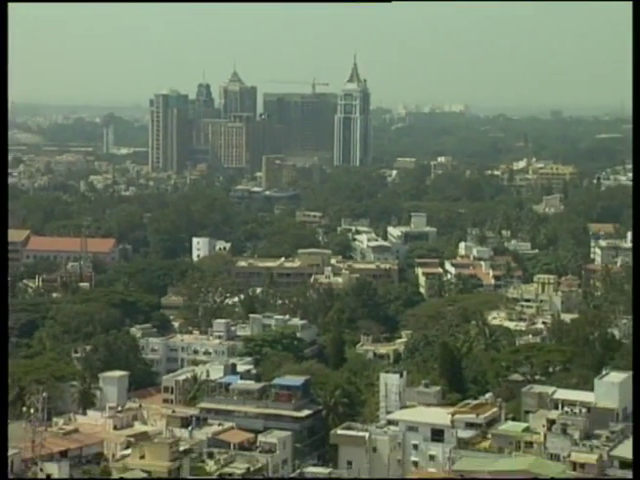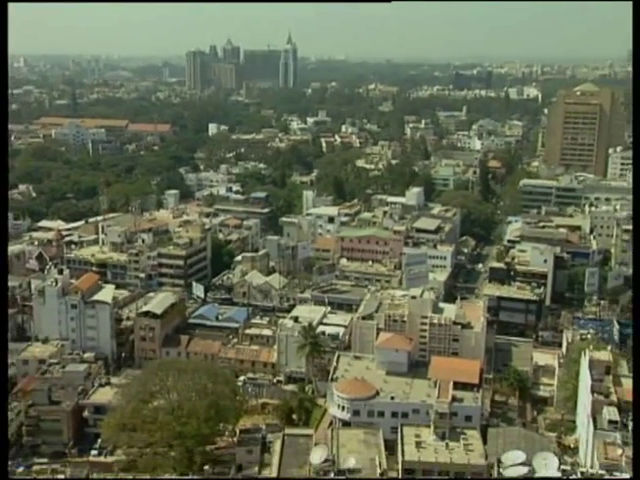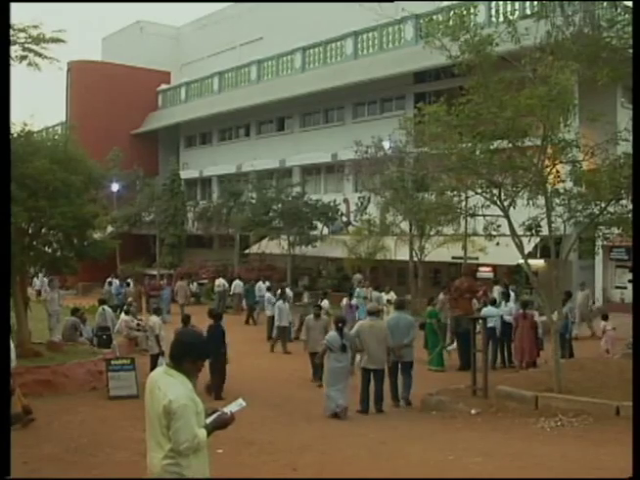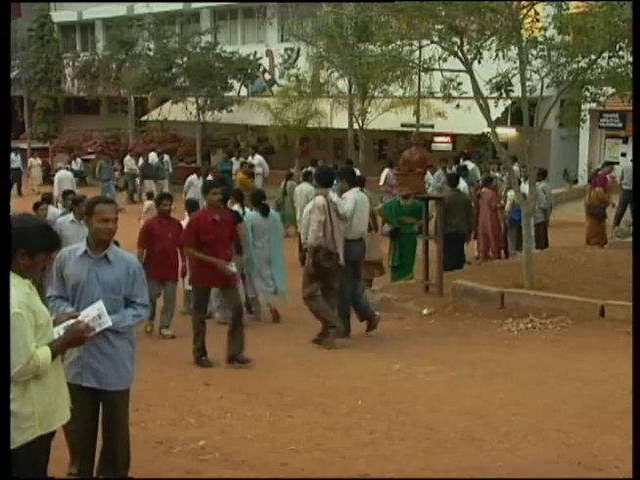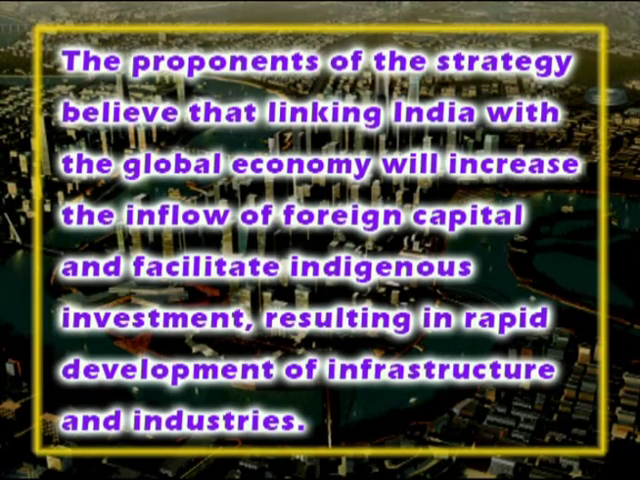These projections suggested that the demographic growth in India's large cities will be high, partly due to national population growth and partly due to immigration. The logistic model used by the United Nations, the World Bank and other international agencies for the projection of urban population worldwide suggested that India is poised for rapid urbanization, along with several other countries in South and East Asia. The proponents of the strategy believe that linking India with the global economy will increase the inflow of foreign capital and facilitate indigenous investments, resulting in rapid development of infrastructure and industries.